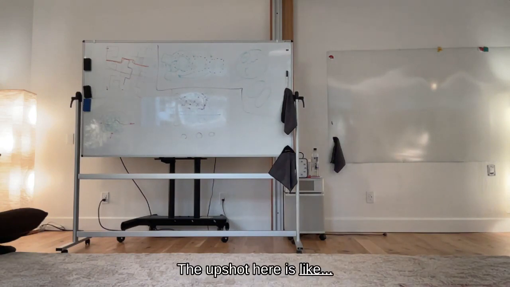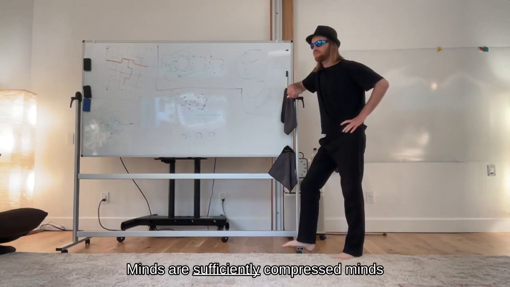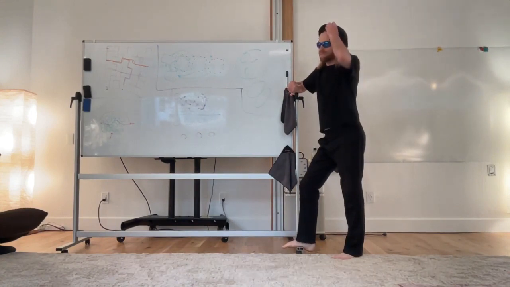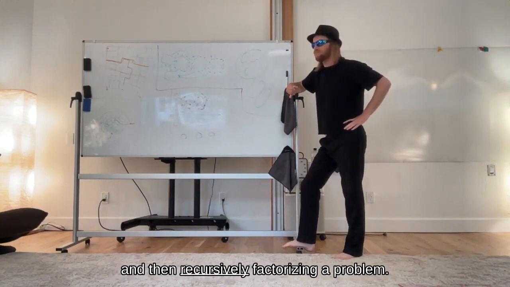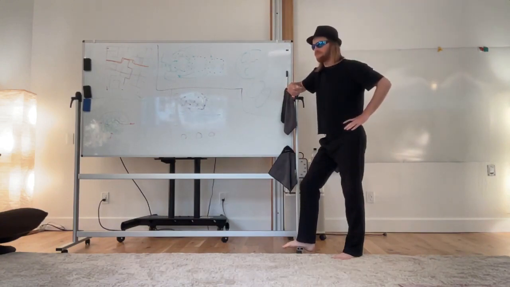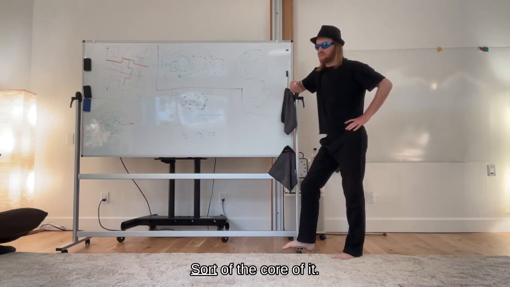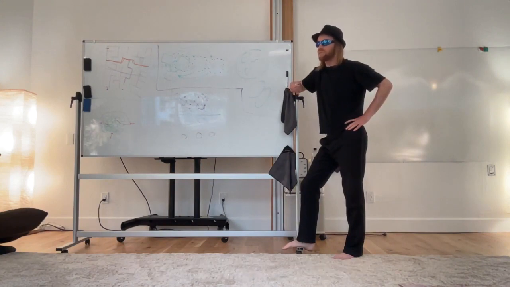The upshot here is that sufficiently compressed minds are searchy things. Searching is a matter of factorizing a problem and then recursively factorizing it. And that's what a mind does, you claim. Sort of the core loop. Not the only thing a mind does, but it's the core of problem solving.